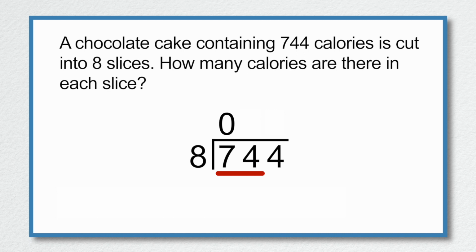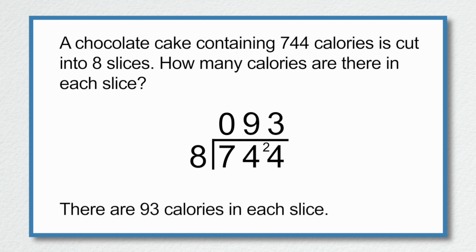8. Well, 8 goes into 74 9 times because 9 8s are 72, with a remainder of 2. We're then left with 24 divided by 8. Well, 8 goes into 24 3 times because 8 3s are 24. The amount of calories in each slice is going to be 93 calories. So there's a brief introduction to division without a calculator using the short method.